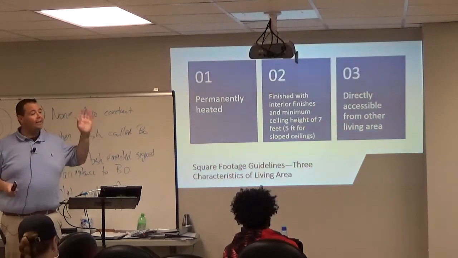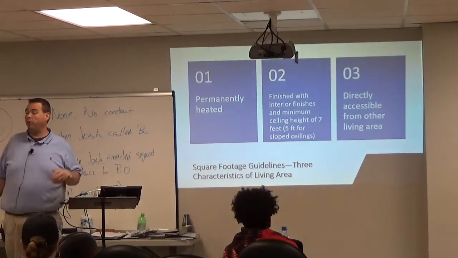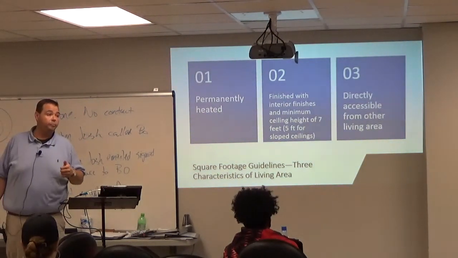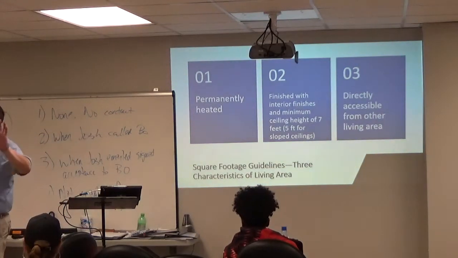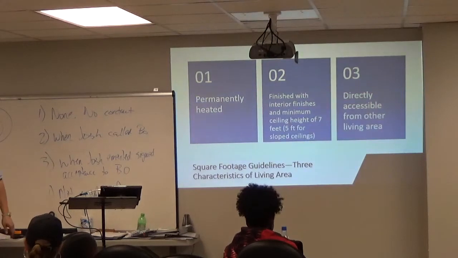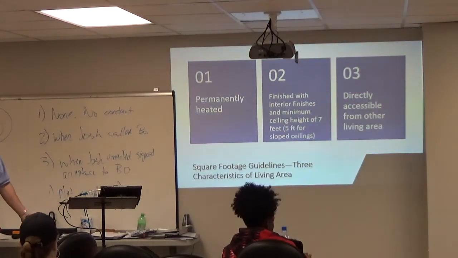So you just apply this criteria strictly across the board. And this is the way it's going to be given to you on the test. Number 1, permanently what? Heated. Does it say heated and cool? No. I'm not living there if it's not cool, but apparently somebody thinks that's not required.